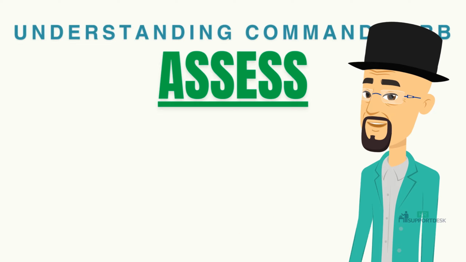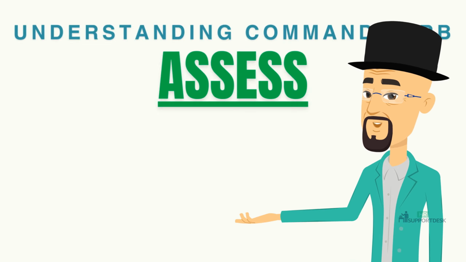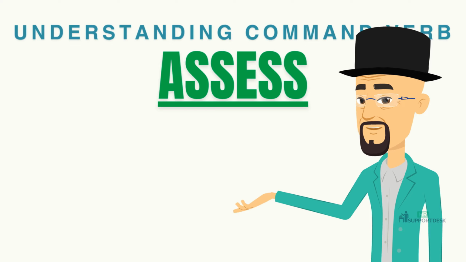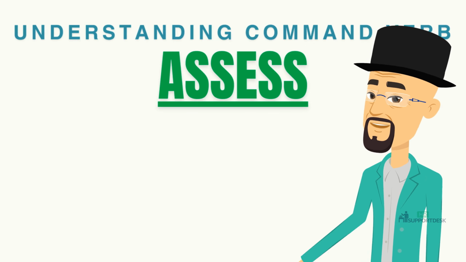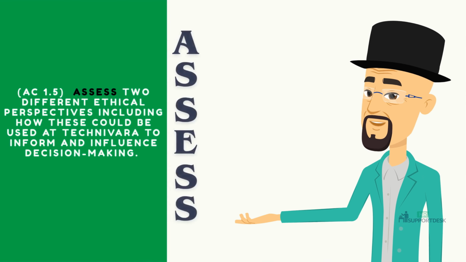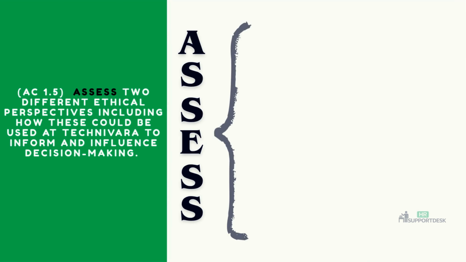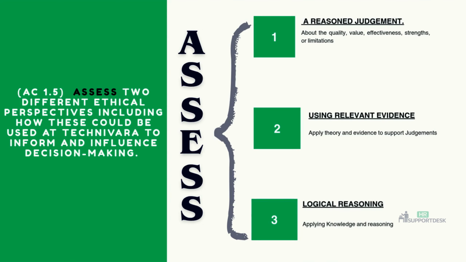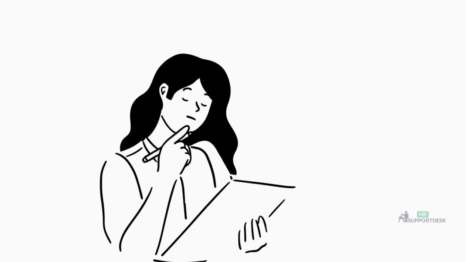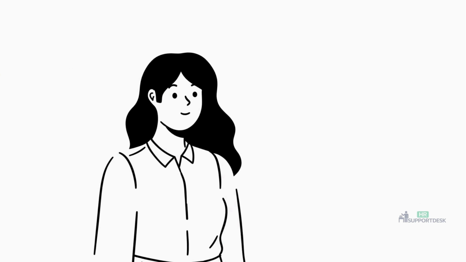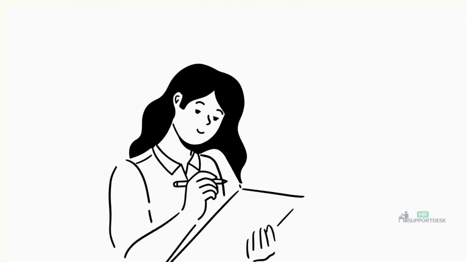Successfully answering CIPD assessment questions depends not only on subject knowledge, but on your ability to effectively address the command verb. Failure to do so often results in descriptive answers that lack the critical depth required for higher points. So, the command verb in this AC asks us to assess. To assess means to make a reasoned judgment about the quality, value, effectiveness, strengths, or limitations of something using relevant evidence and logical reasoning. Many learners confuse assessment with explanation or description. However, when the question asks you to assess, you are expected to go further than simply explaining concepts.